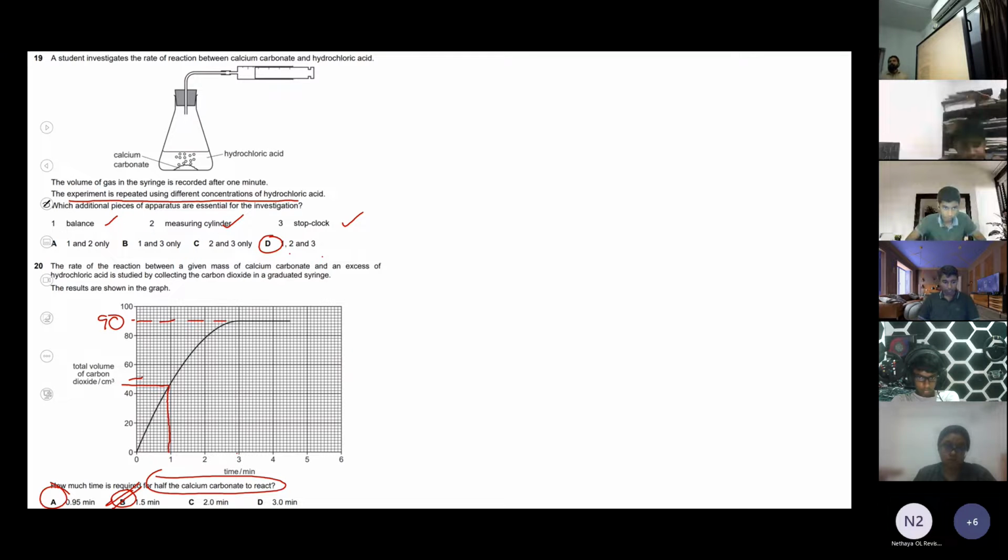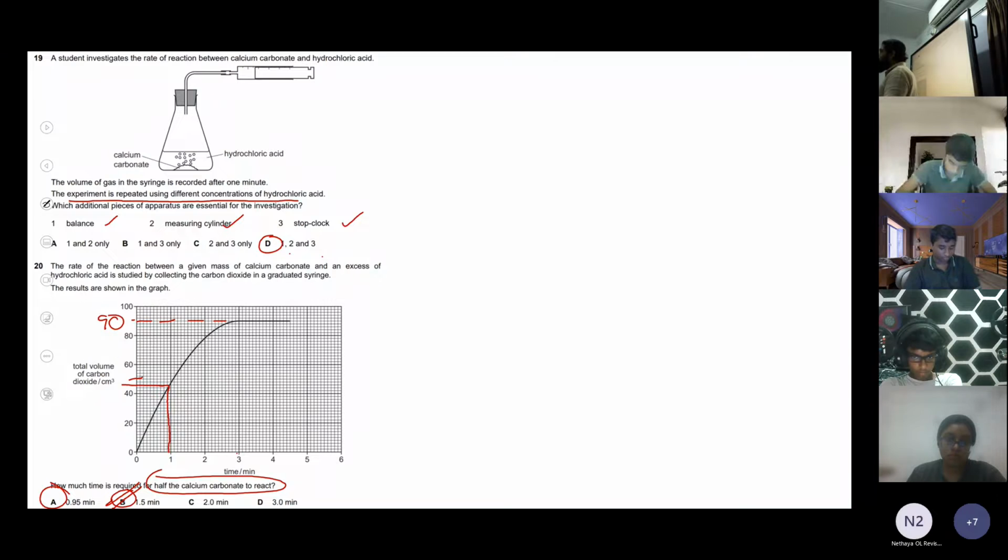The answer is A. That's how we do it in the universe also. We call this the half-life method. What do you call this in maths? Maths half-life, right?